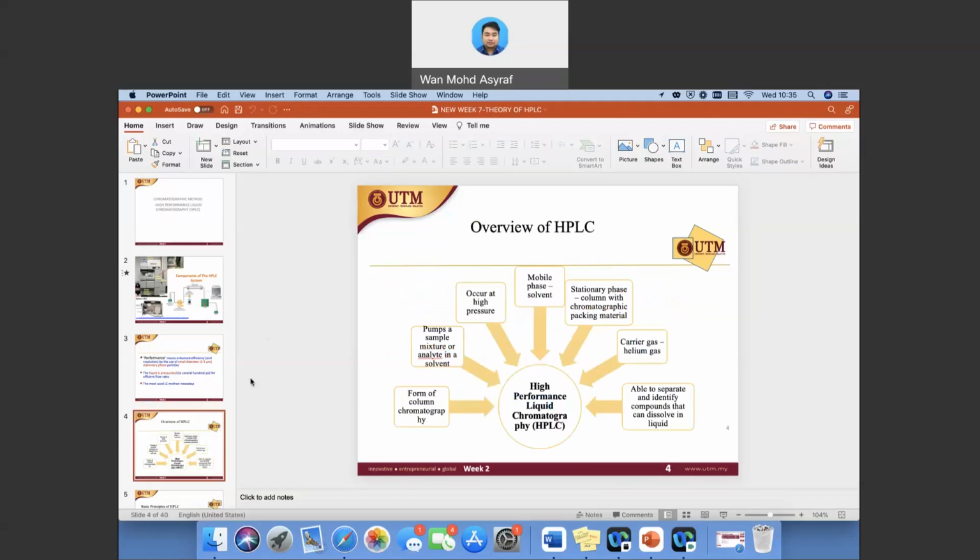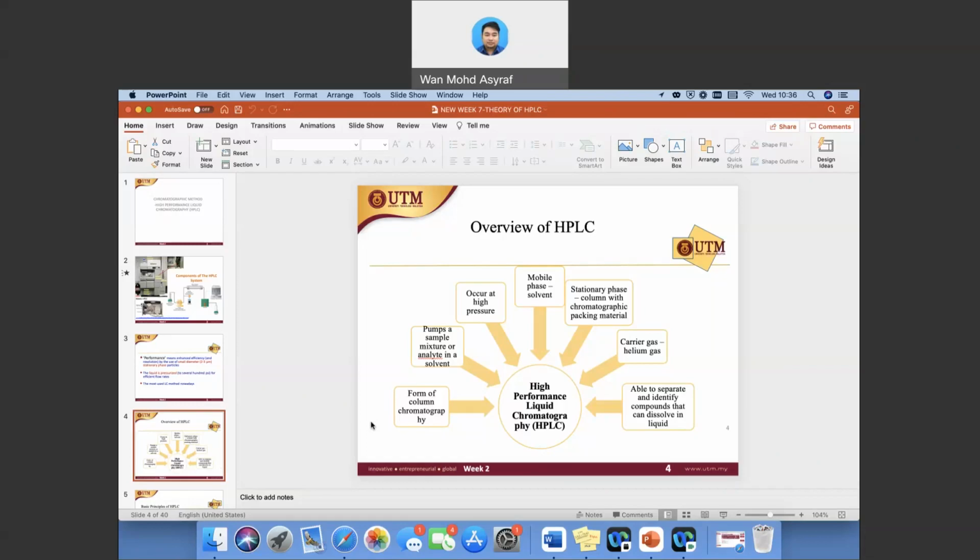So now we look at the overview of the HPLC. HPLC is a form of column chromatography because it employs a column. In GC also it employs a column, but the stationary phase is much more... There is a solid stationary phase as well, but there is also a liquid stationary phase embedded onto a solid surface. But in terms of HPLC, the mobile phase is liquid and the stationary phase is solid.